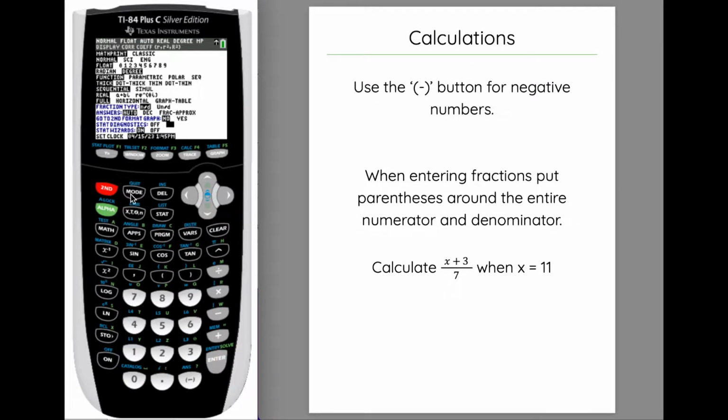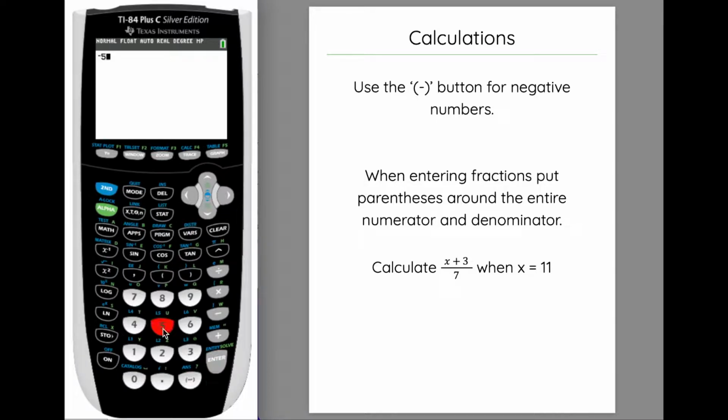Now, in general, when you're entering numbers, there is a difference between this negative button down here and the subtraction sign. So if you're putting in a negative number, make sure you use the negative button, so if you have -5, especially if it's going to be an exponent or something like that.